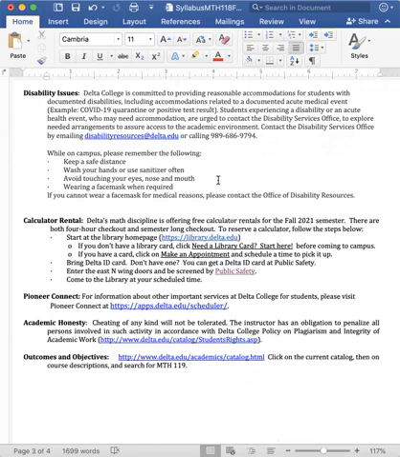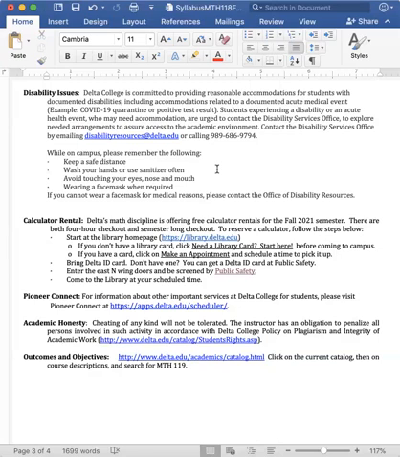There's a statement here on disability issues. If you have a documented disability that needs some sort of accommodations, or if you contract COVID-19 or have to quarantine because of an exposure, please do let us know, especially if you're coming on campus for any reason, you would not be allowed to do so.